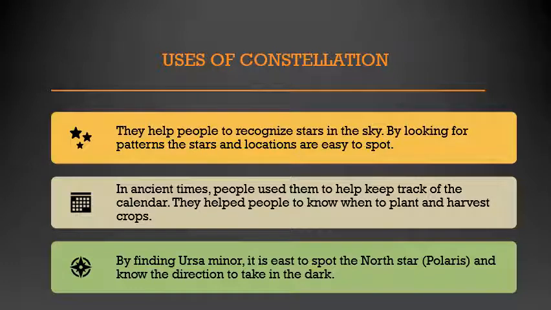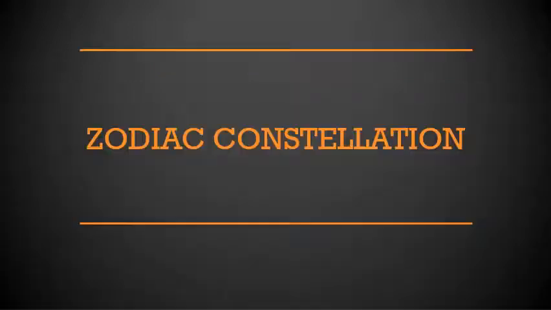Then the last one is: by finding Ursa Minor, it is easy to spot the North Star. The North Star is Polaris, and you know the direction to take in the dark. In the same way, as I told you, if sailors have to find the way, they have to look for this particular star, that is Polaris. Polaris is the North Star, which is present in the north part of the earth. So if you know the north direction, you will know which side is the east, west and south. All other directions you will know. It is located right in the north of the earth.